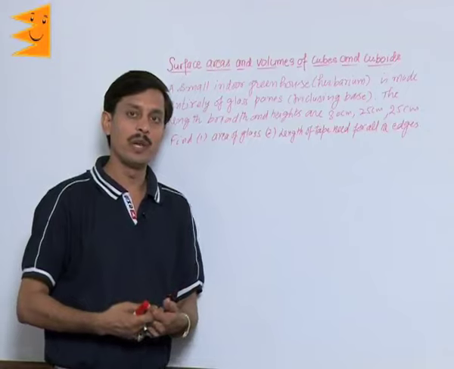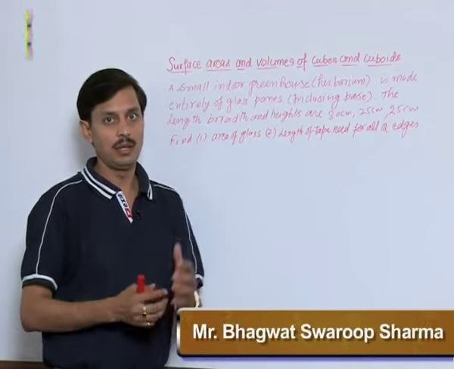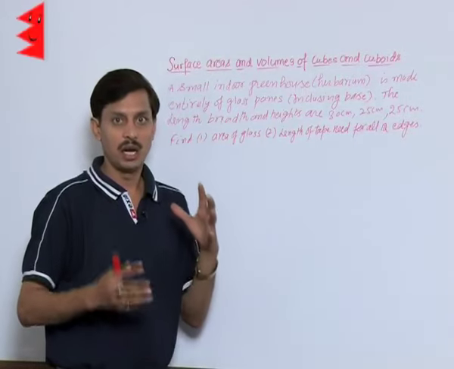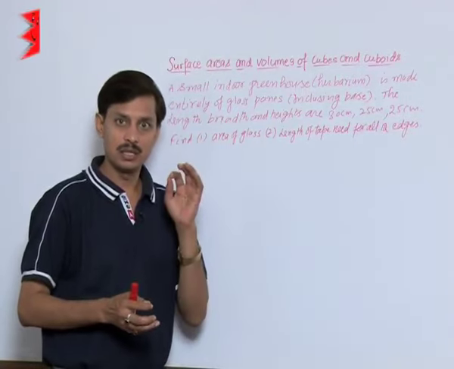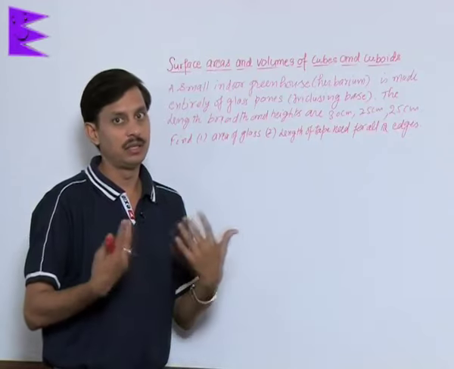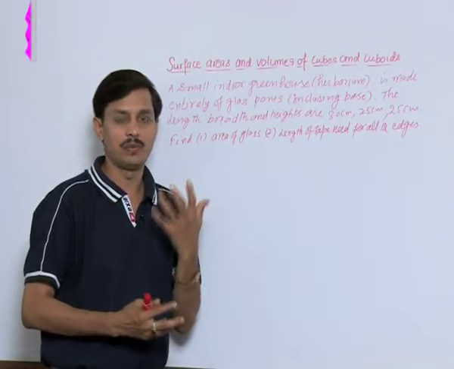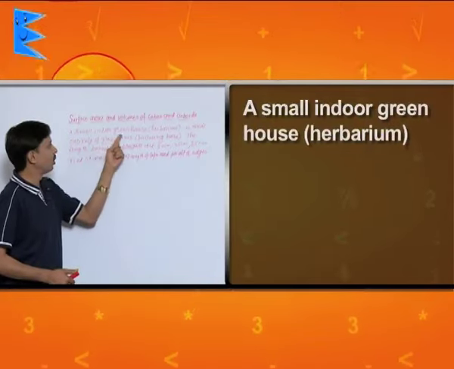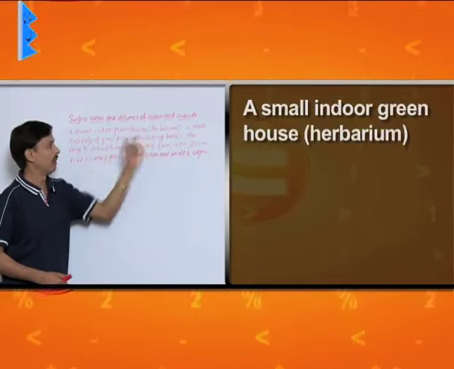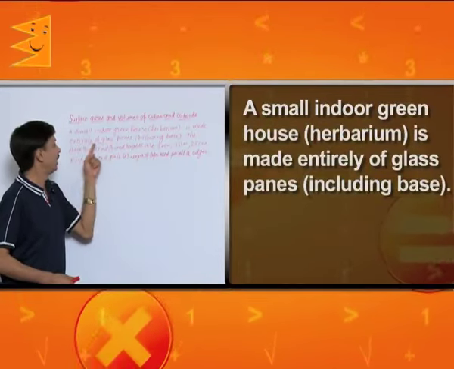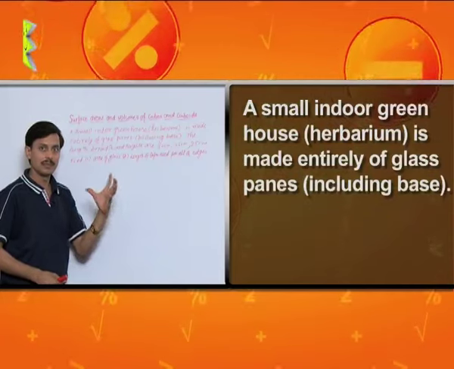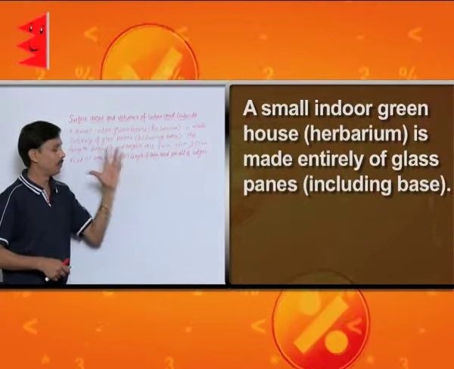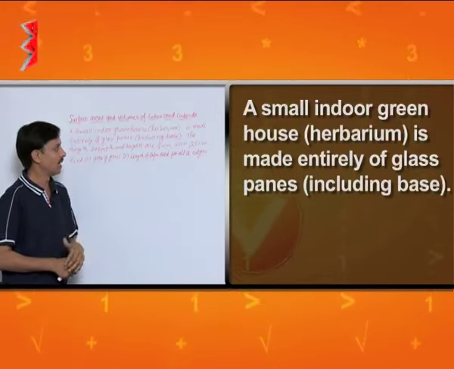Now I want to explain one of the examples with the help of results, how to calculate the surface area and the total perimeter of a cuboid. The question is: a small indoor greenhouse herbarium is made entirely of glass panes, rectangular pieces of glass, including the base. The base is also of glass.